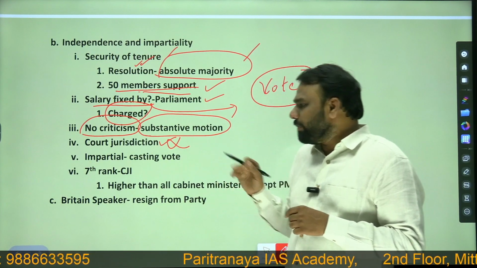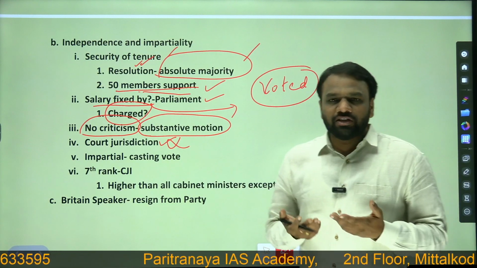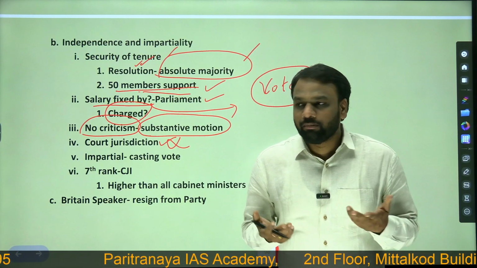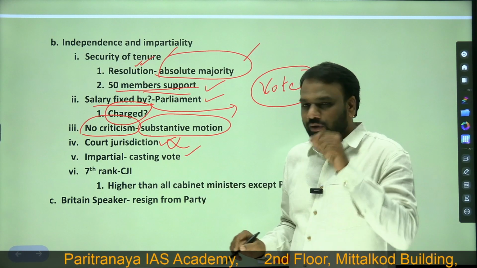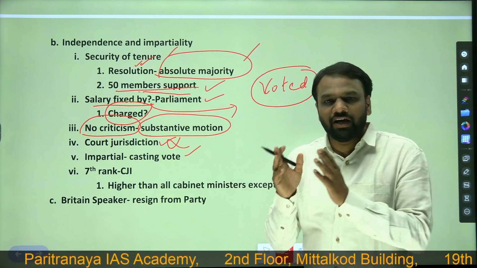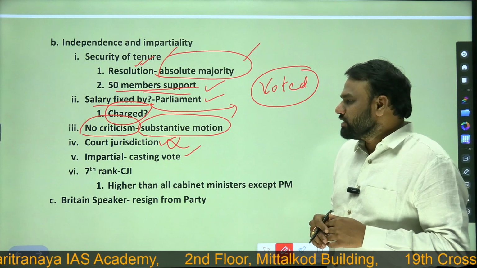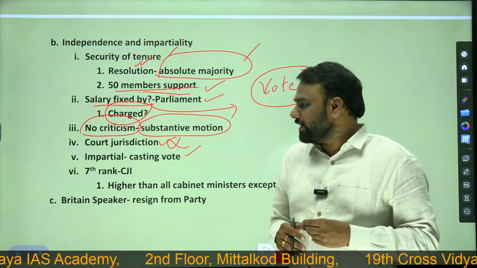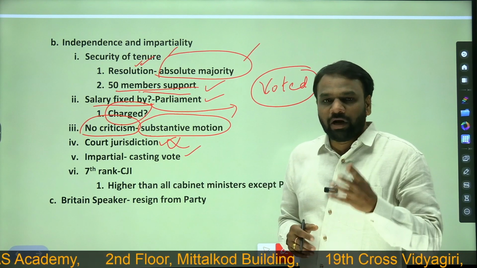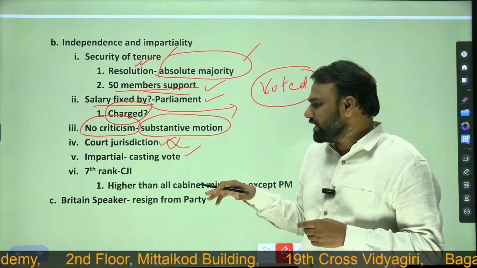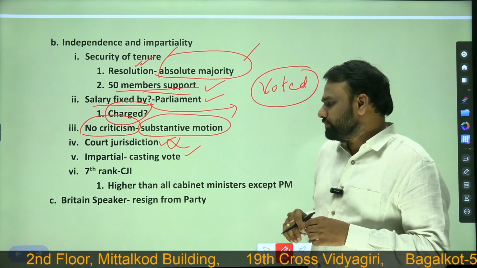Next, impartial. How do we ensure that the position of speaker is impartial? Because he has a casting vote. He will vote only when there is a tie. If it was a first-instance vote, then probably he would have acted in a partial manner. But because of his impartiality, he enjoys only a casting vote.